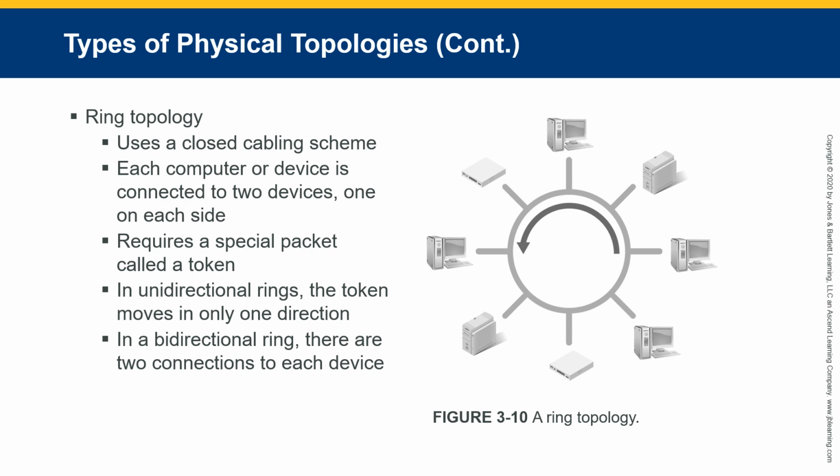So it's unidirectional. It goes one way. The only person or the only device that can talk is the one that has the token, and then it passes on to the next device. But once it's put on the wire, everyone on the wire hears that.